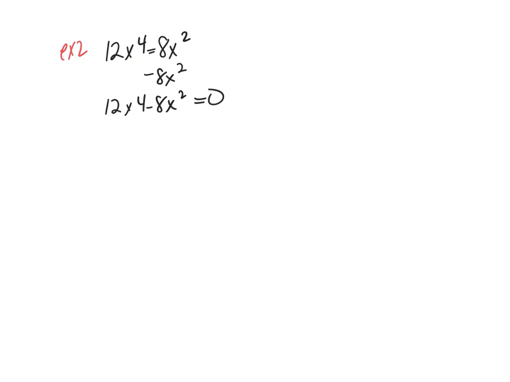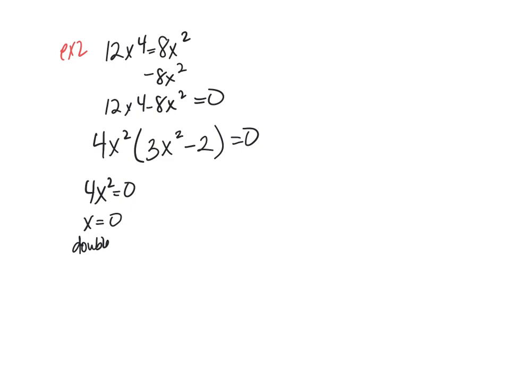The next problem is 12x to the 4th equals 8x squared. So we're going to minus the 8x squared, set it equal to 0. I can factor out a 4x squared, and that gives me 3x squared minus 2. And then set it equal to 0. Now when I do 4x squared equal to 0, I get x equals 0. And this is a double root because it comes from x squared. So technically there's 2 zeros as my answers there.